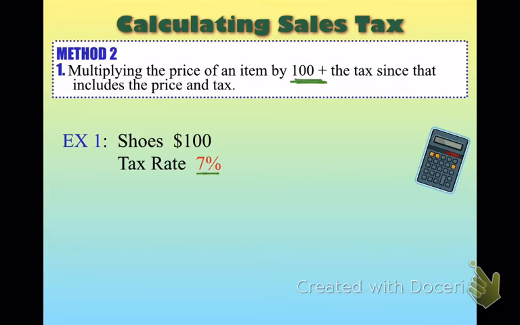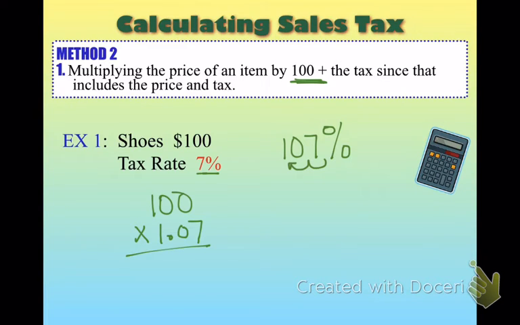So let's go ahead and figure out how that works. Method two goes on the right on your handout. You take your price, $100, and you multiply it by 107%. The reason why, again, is that 100 full price plus the 7 additional percent in tax is 107. I'm going to convert this to a decimal, which multiplies by 1.07, and that also gives me $107 as my total. So that's the second method.